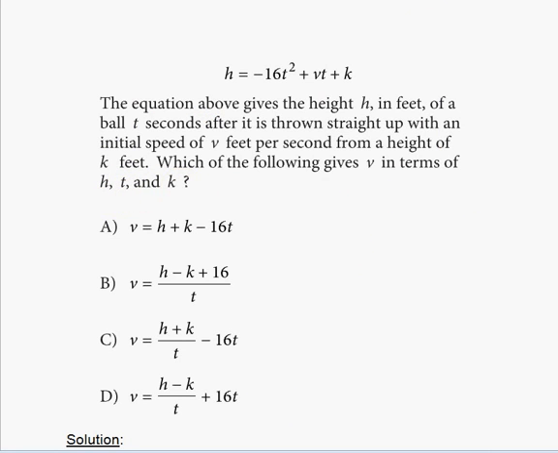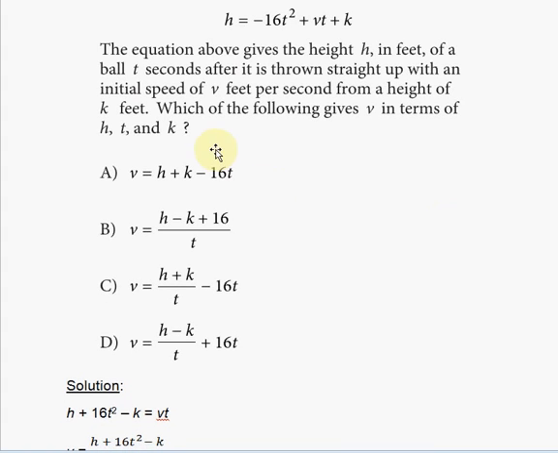Okay, so they're asking you to rewrite this equation expressing v, the initial speed in feet per second, in terms of the other three variables h, t, and k, right? So how do you do that? The first thing you need to do is isolate whatever involves v. You're going to isolate v eventually, but right now you see it's tied in multiplication, in a product, to t. So you need to isolate v times t from the rest of these terms here.